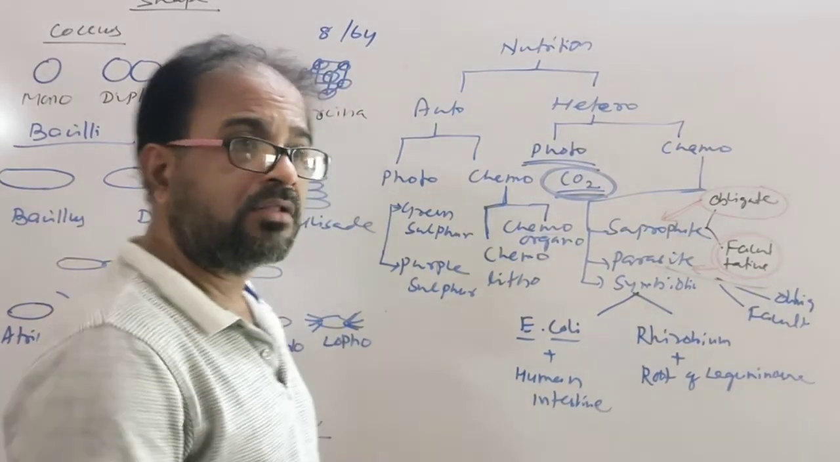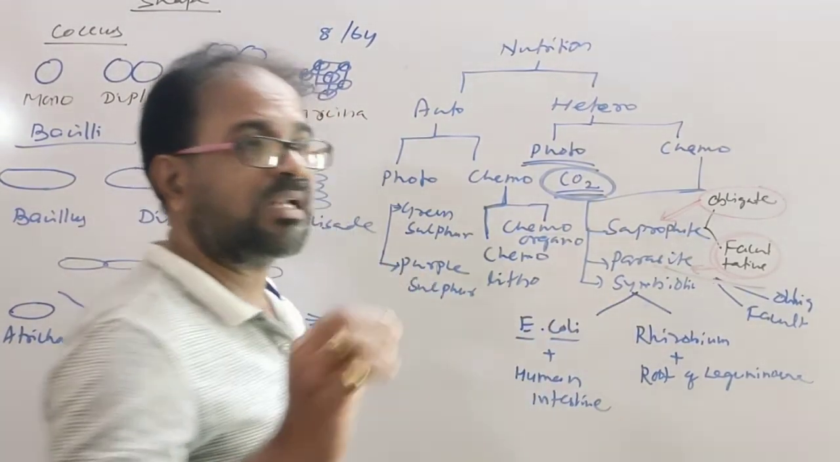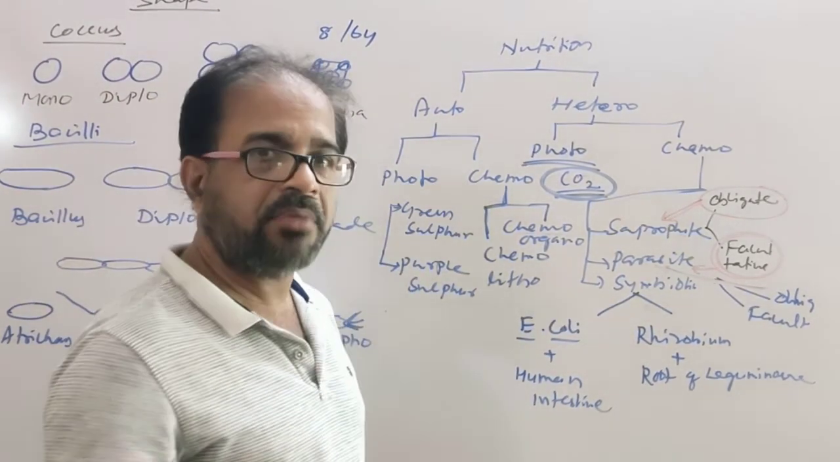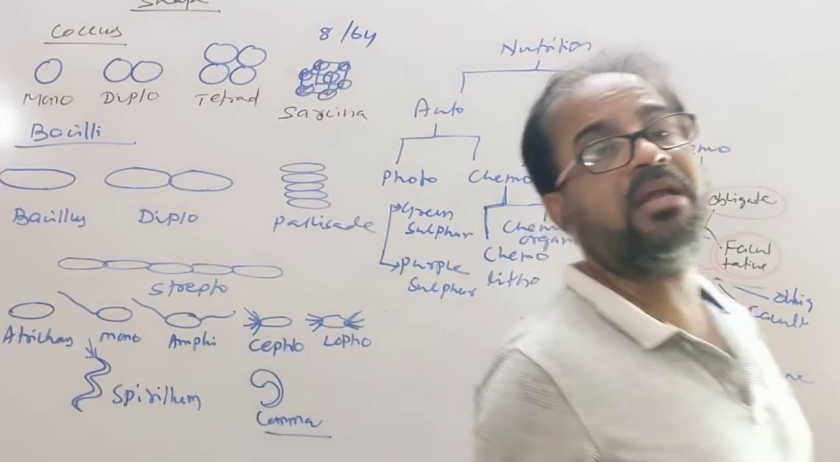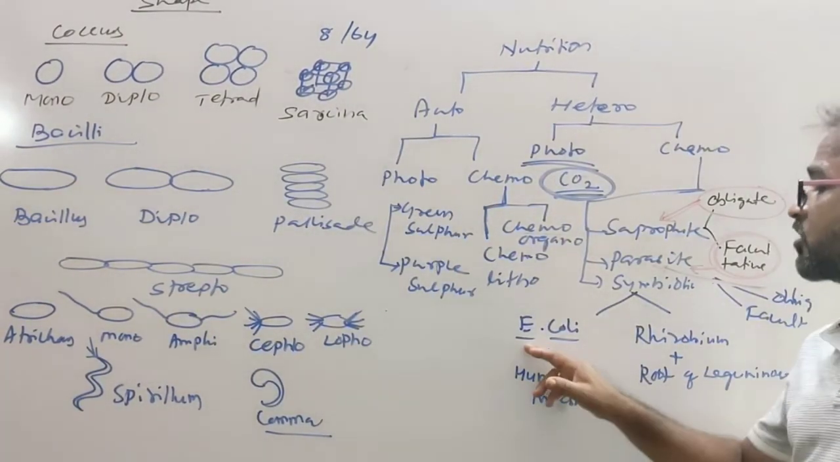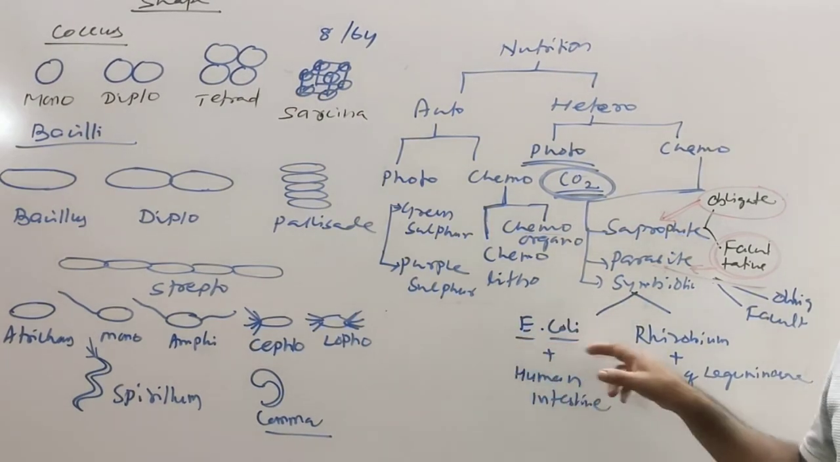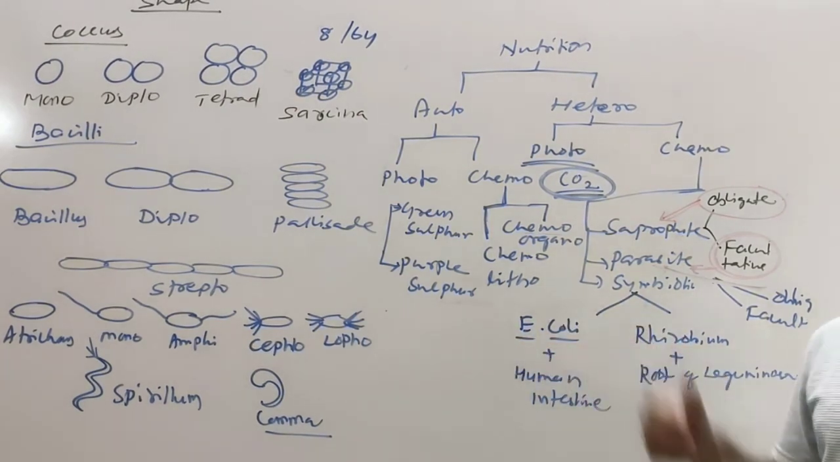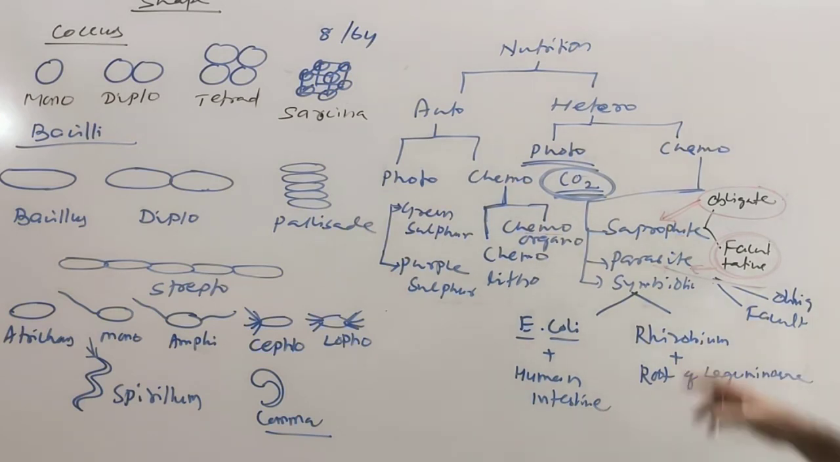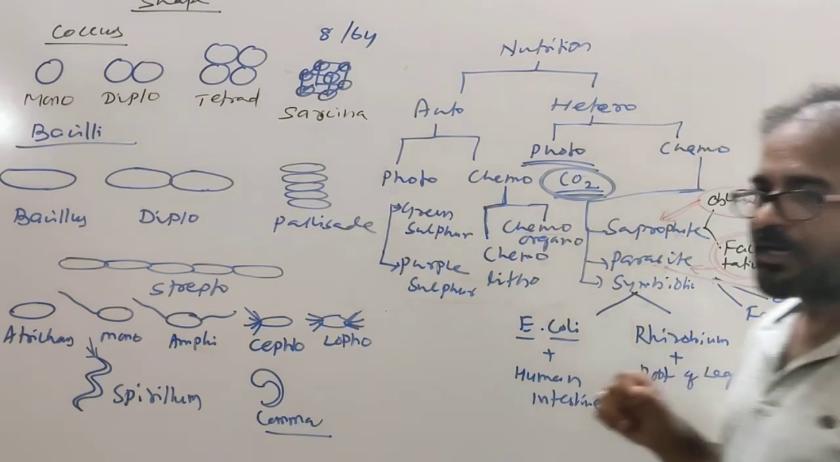Symbiotism or mutualism has several examples. Here, two organisms live symbiotically, and both are beneficial to each other. The best example is Escherichia coli in the human intestine. This bacteria lives in the colon of man and synthesizes vitamin K and some B12. The second example is the rhizobium bacteria, which live inside the root of leguminous plants and fix atmospheric nitrogen.